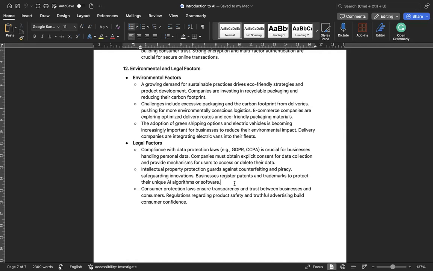For the legal factors, compliance with data protection laws, for example GDPR and CCPA, is crucial for businesses handling personal data. Companies must obtain explicit consent for data collection and provide mechanisms for users.